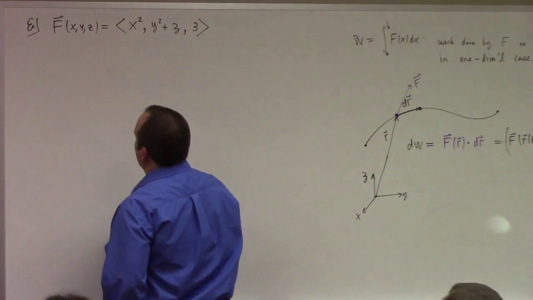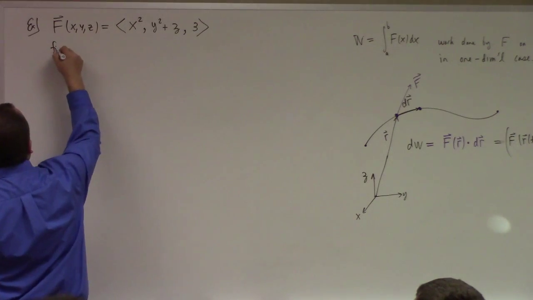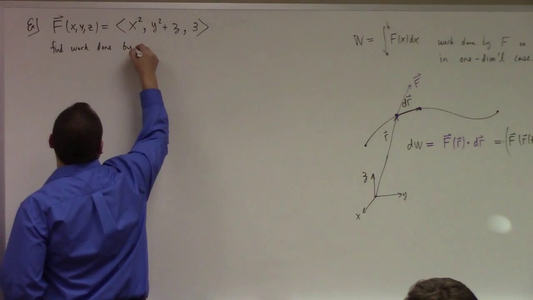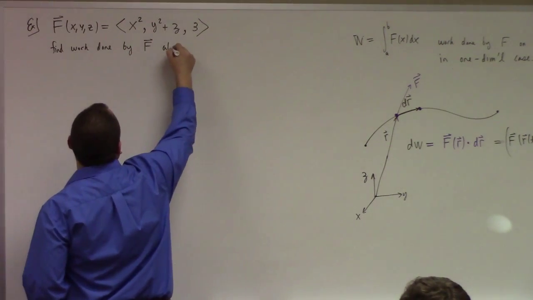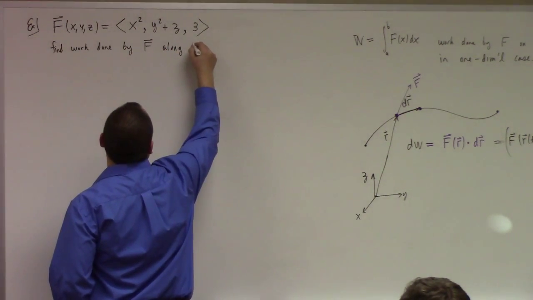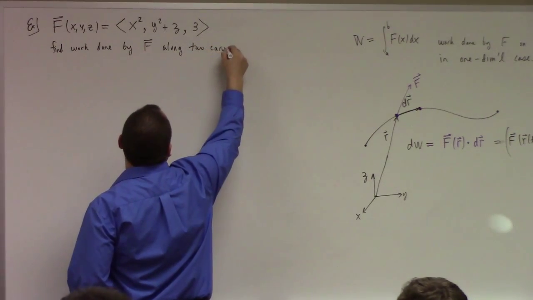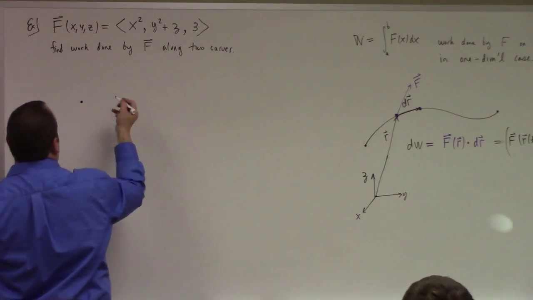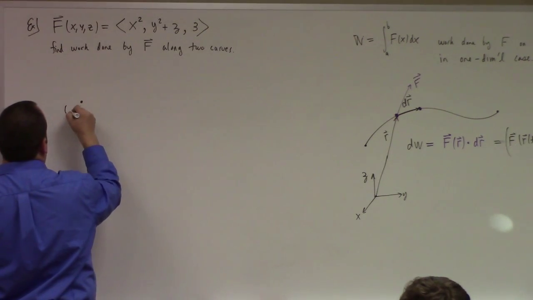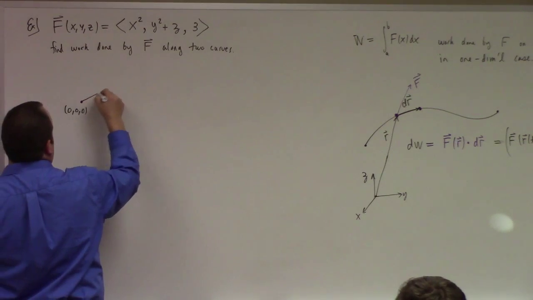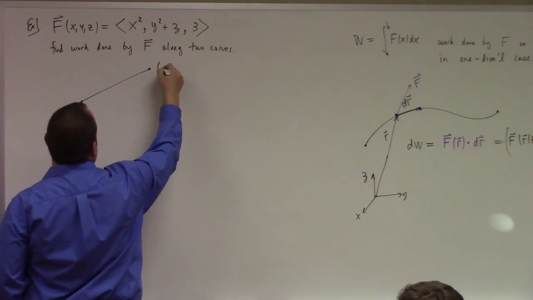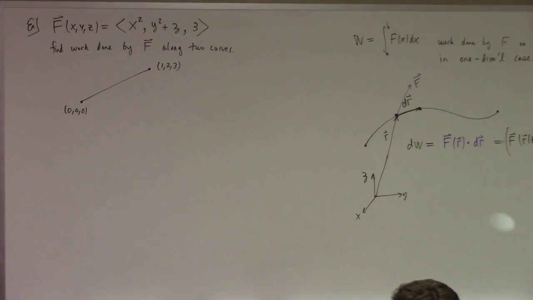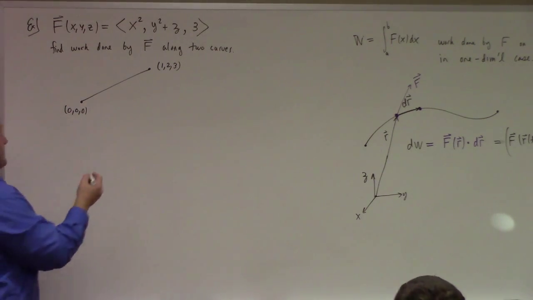Find the work done by f along two curves. Now here's the curves we're going to look at. We're going to go from the origin out to the point 1, 2, 3 by the line segment, all right.